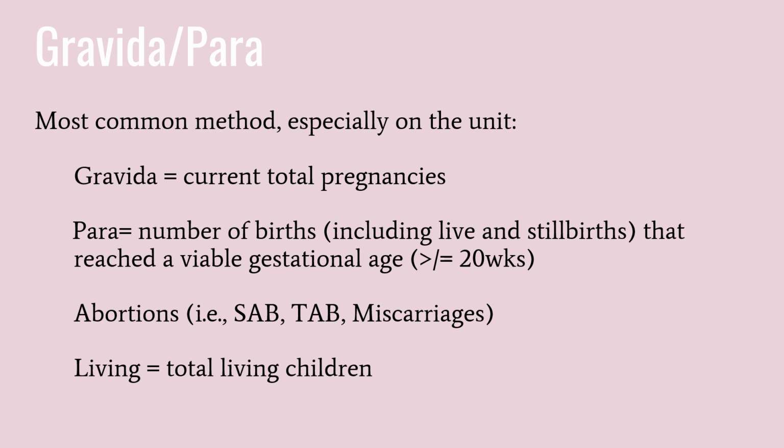Gravida means current total pregnancies, and please note, each pregnancy counts as one. So if somebody has twins, that is one gravida. Para is the number of births, including live and stillbirths, that reached a viable gestational age greater than or equal to 20 weeks. Abortions include spontaneous, therapeutic, and miscarriages that occur less than 20 weeks. And then we also keep in mind the count of current living children.